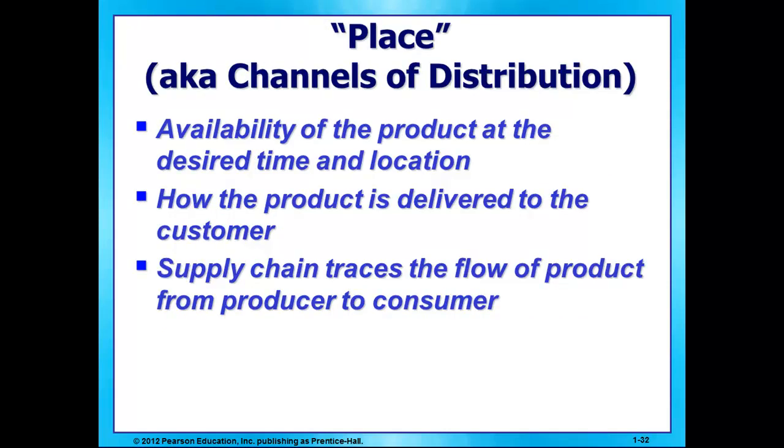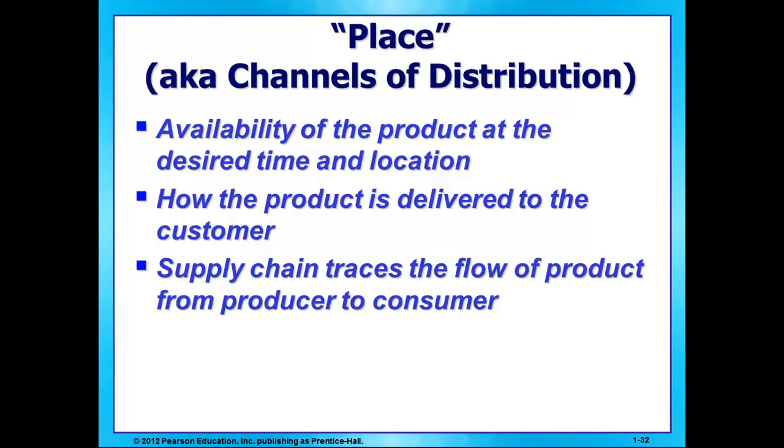The fourth and final P is place, where place is defined as the availability of the product at the desired time and location that the customer wants it. So when you think of this, you can think of it in terms of how the product is physically delivered to the customer in the case of a tangible product. And in the case of a service, it's how does the service provider actually perform the service for the customer.